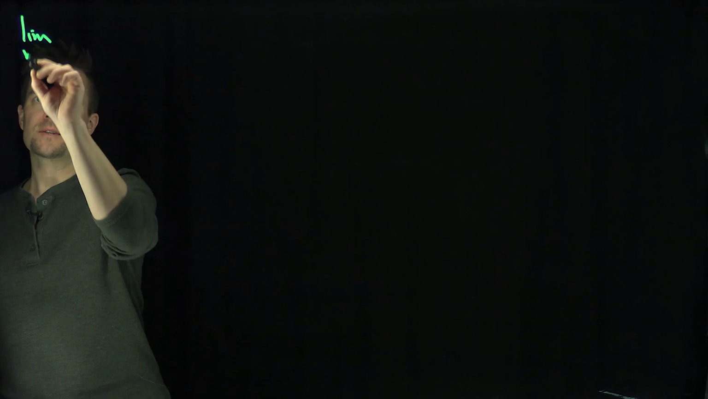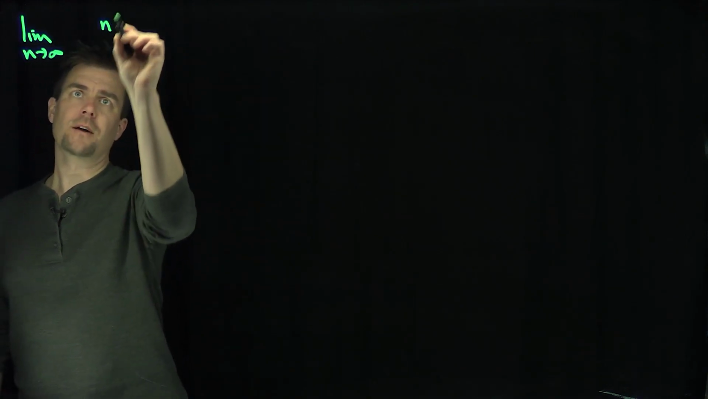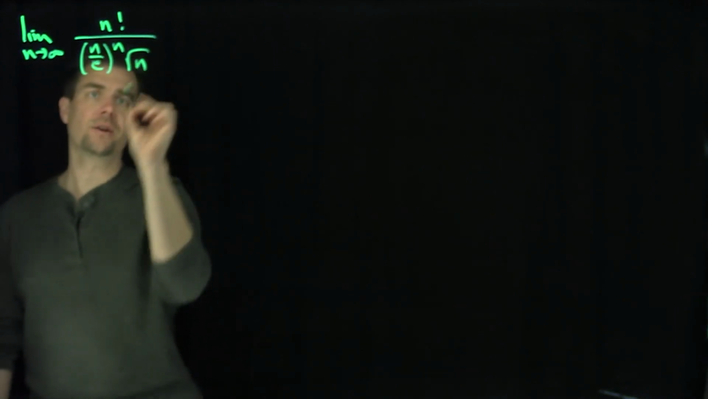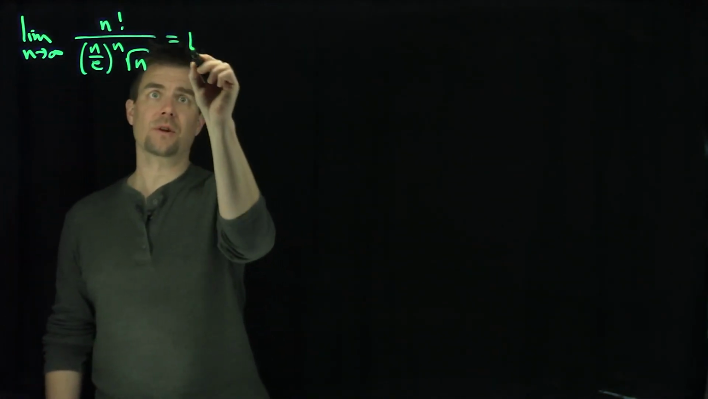Hello students, in this video we'll find the limit of the Stirling formula. In a previous video we showed the limit as n tends to infinity of n factorial over (n over e)^n root n. We proved in the previous video that this limit existed. Let's call that limit L.